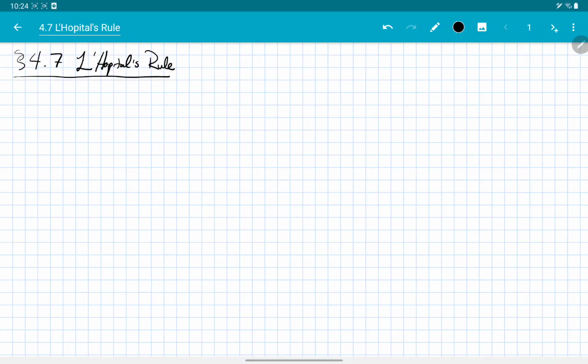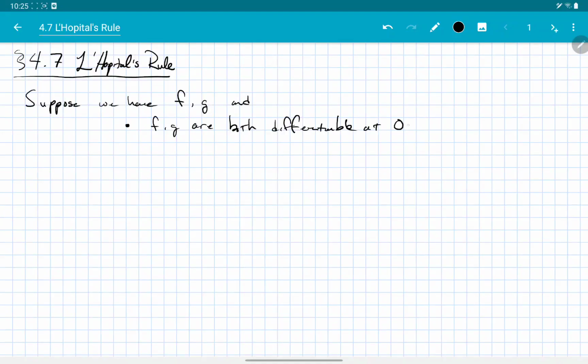So let me first talk about why L'Hopital's rule and kind of how it works. And then, of course, we'll do some examples. So let's start by supposing we have two functions, f and g, and f and g are both differentiable at 0. f of 0 is equal to 0, and g of 0 is equal to 0.